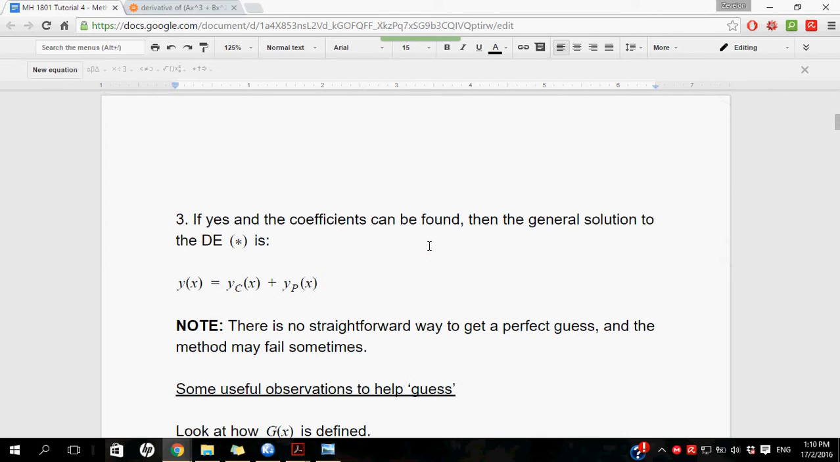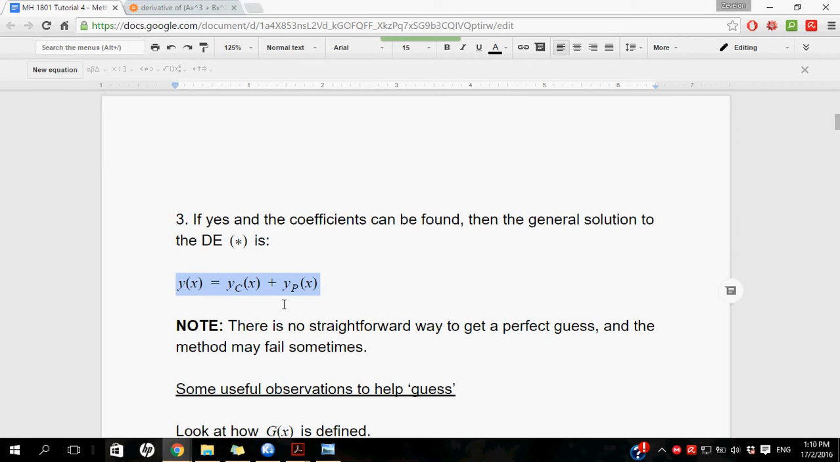Here are some points to take note of. So once we have y_c and y_p, then we can immediately write out the general solution to our differential equation star. It is simply y equals y_c plus y_p. And we don't have to do anything else. We can leave it in this form.